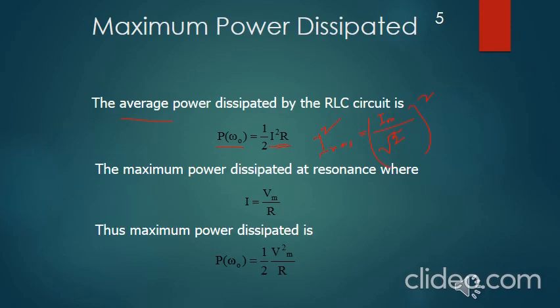For the maximum power dissipated at resonance, how can we get the current? We can get the current as V maximum divided by the resistance, that is I maximum. Then put the value from here to there. You can also get the maximum power dissipated as Vm square divided by R, same as here.